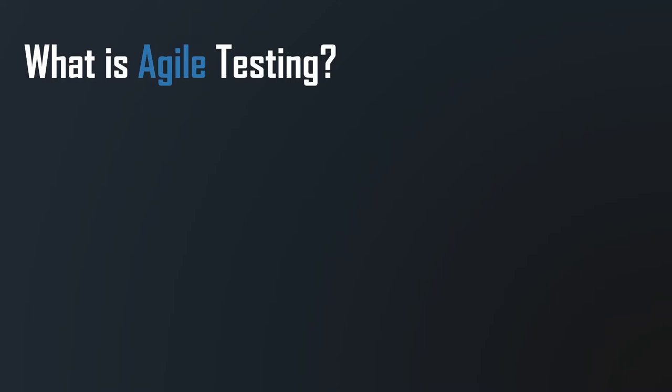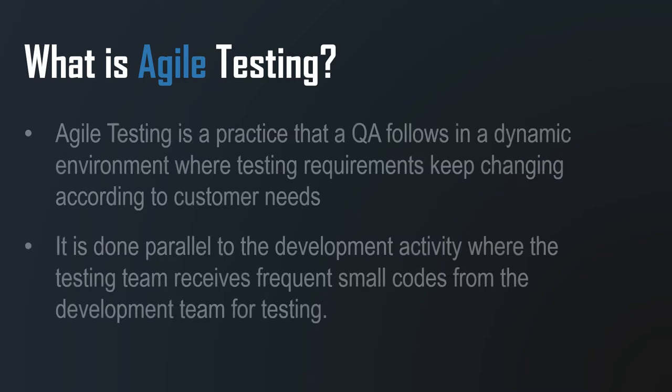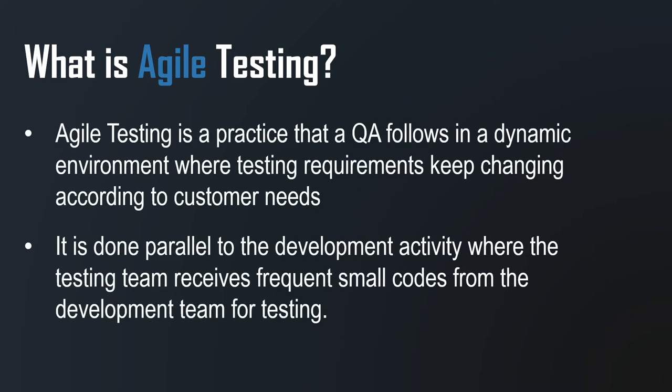So the answer that you provide is, agile testing is a practice that a QA follows in a dynamic environment where testing requirements keep changing according to customer needs and requirements. It is done parallel to the development activity, where the testing team receives small, frequent code from the development team for testing. This is also called continuous integration, right?